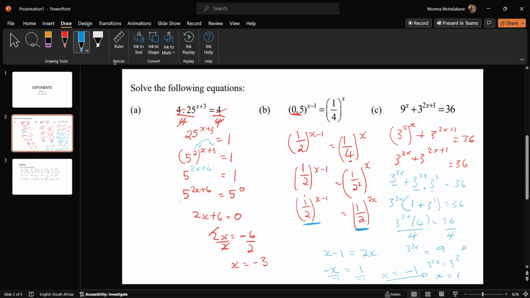So if I solve for x, let me not skip a step. 2x equals 2, then x is equal to negative 1. No, sorry, positive 1.